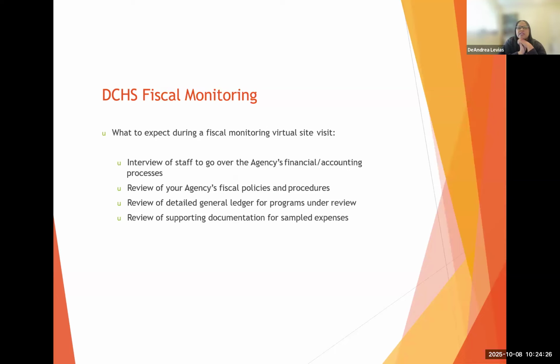So this is just leading us right into the DCHS fiscal monitoring, what to expect. Normally you will get an email or a notice saying we're going to be looking at transactions for this time period, and these are the things that we want you to submit. Normally it's your agency's fiscal policies and procedures, a general ledger for the time period in question, and then they take that general ledger, pull a sample of transactions, and ask for additional support documentation based on those samples.